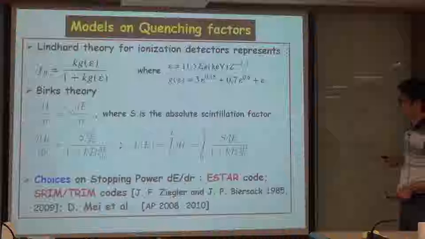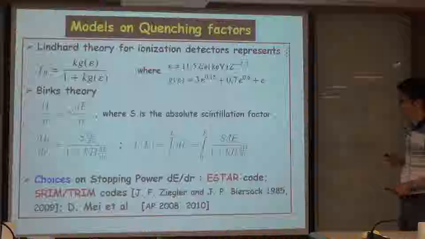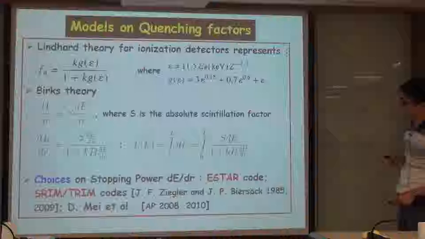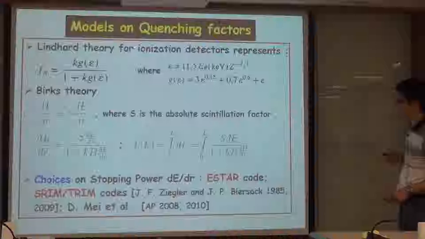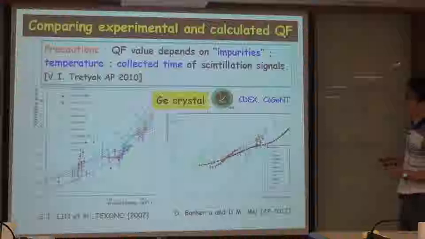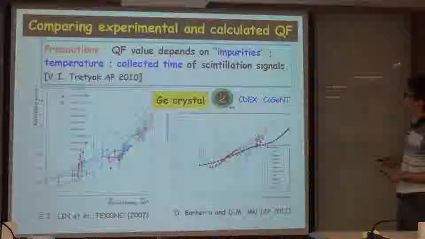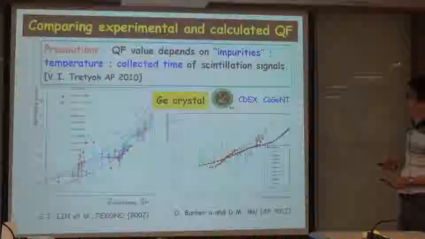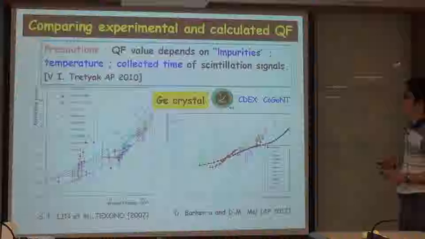And on the other hand, this is not the only model to approach these quenching factors, but someone is trying another approach, from Mei, who also did a lot of surveys on these quenching factors. So from here, we can compare with the experiments and calculate the quenching factor. I should give you the property that this quenching factor actually depends on the impurity of the crystal and materials, as well as the temperature, and even the collection time of scintillating signals gives different quenching factor values.